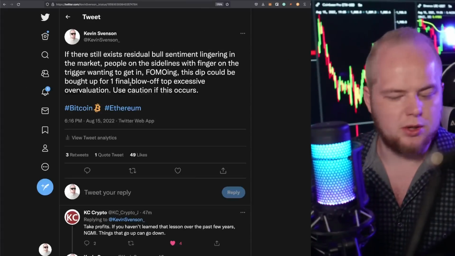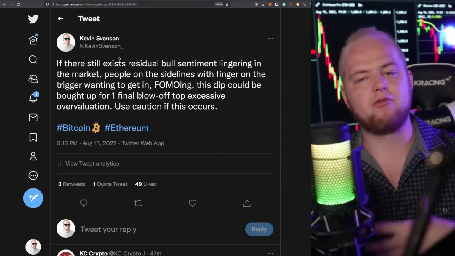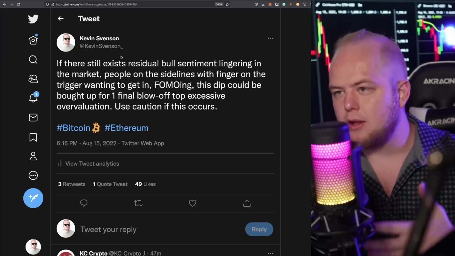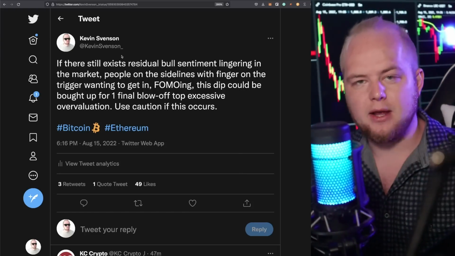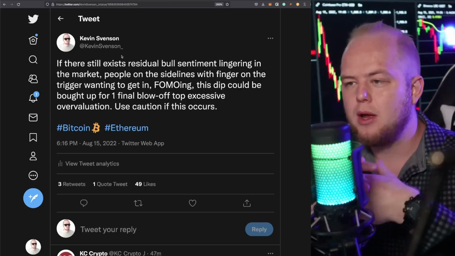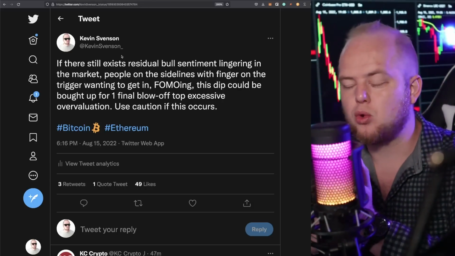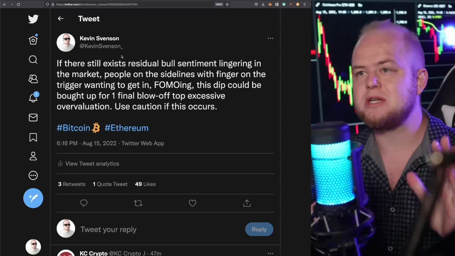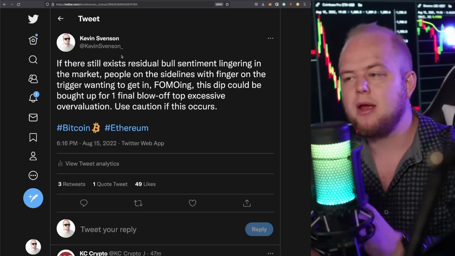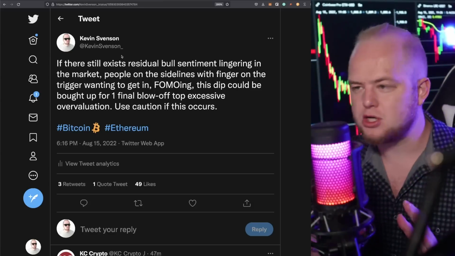Something that I was saying on Twitter earlier was that if there still exists some kind of residual bull sentiment lingering, right? There's people on the sidelines waiting to get in, basically ready to FOMO. This dip could be bought up for one final blow off top, which would create excessive over-evaluation. And if we do see another pump up, that would be pretty excessive, and I would say be cautious at that point.